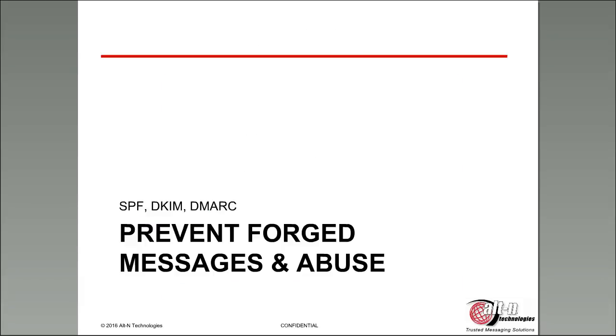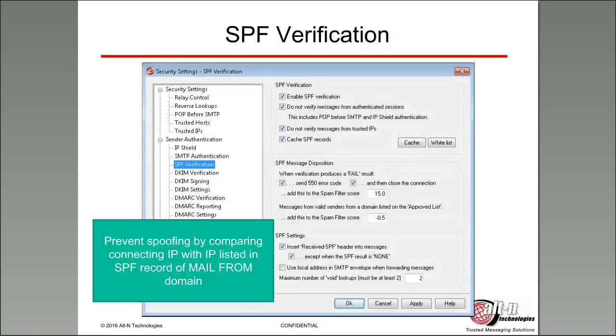So now we're going to talk about ways to prevent forged messages and abuse using multiple methods, such as preventing spoofing, using SPF, DKIM, and DMARC, and those features will be discussed now.